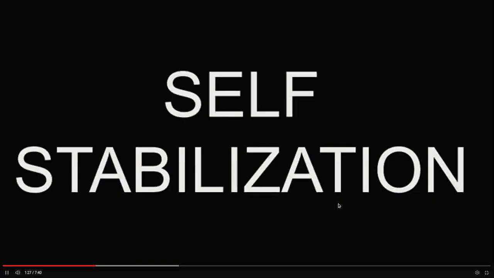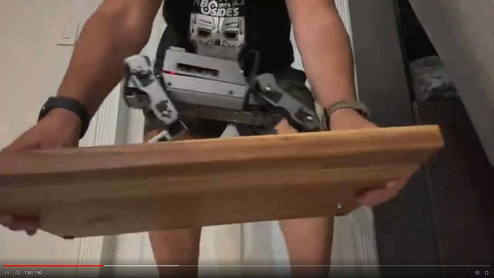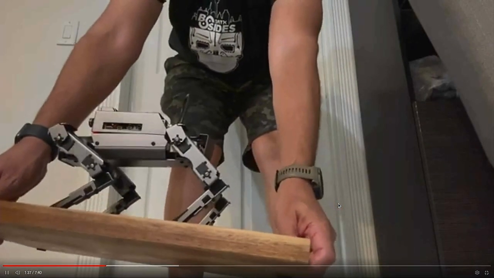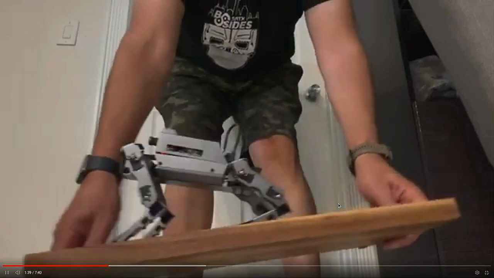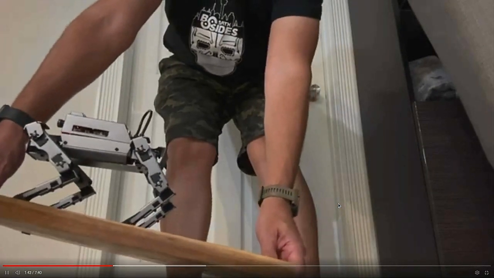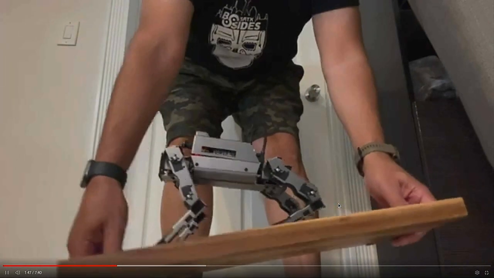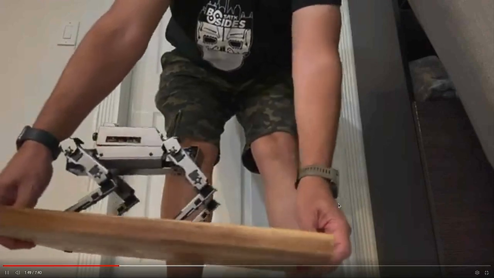So it does have tons of movement. Did you have to program that movement yourself? No, it was there. It's possible to program it. Look, this is the self-stabilization. Look at that. Oh, yeah. This is a Raspberry Pi, guys. It's a Raspberry Pi.